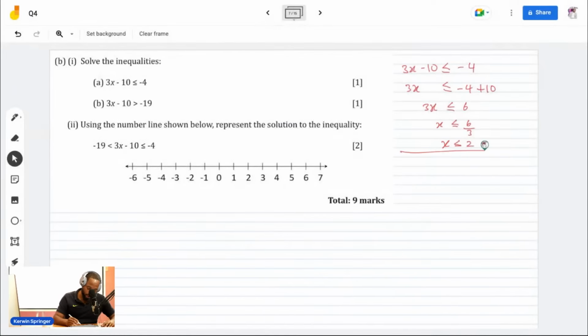Yes, we got that. Notice how the inequality is stated there. So that's part A. Part B: 3x minus 10 is greater than negative 19.